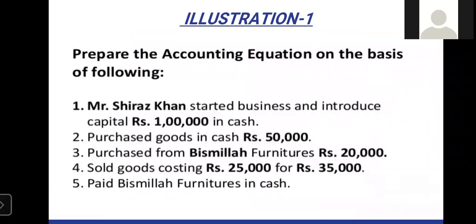Illustration number 1. Prepare the accounting equation on the basis of the following. First, Mr. Shiraz Khan started business and introduced capital of rupees 1 lakh in cash. Second, purchased goods in cash rupees 50,000. Third, purchased from Bismillah Furniture rupees 20,000. Fourth, sold goods costing rupees 25,000 for rupees 35,000. Fifth, paid Bismillah Furniture in cash.